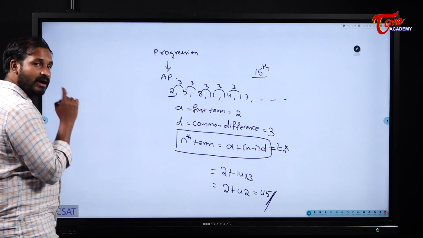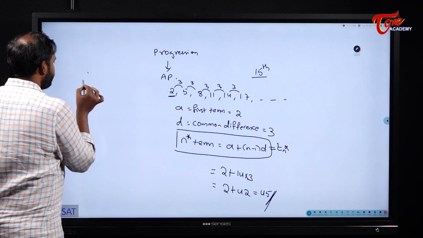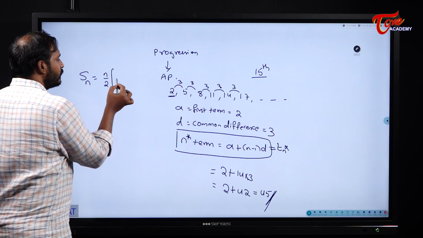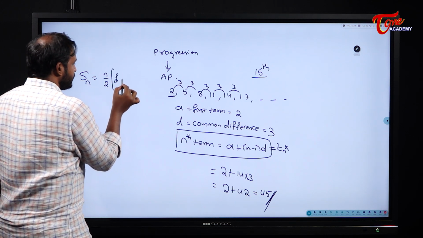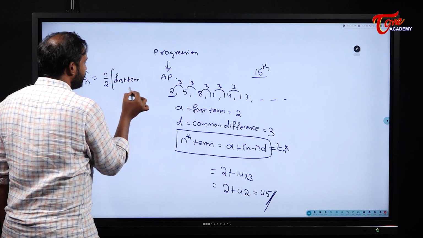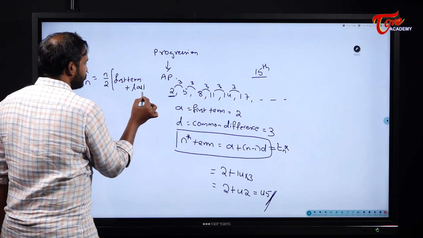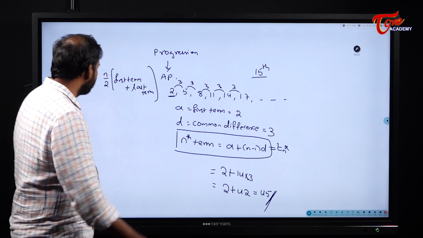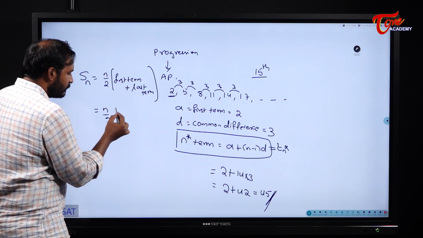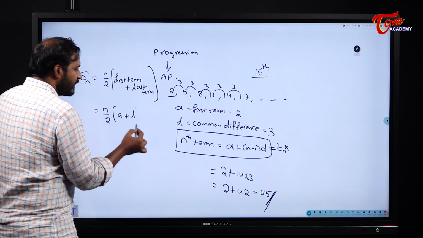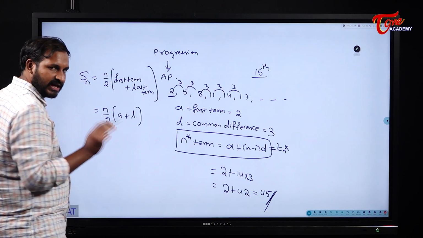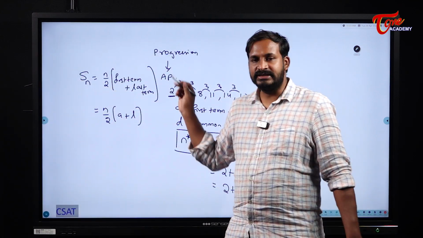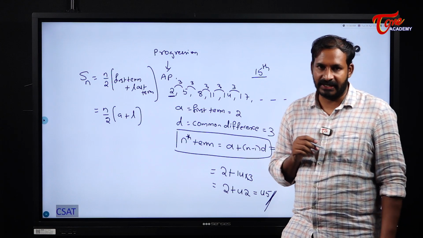Like this. And similarly, we will have sum to n terms. Sum to n terms is equal to n by 2 into (first term plus last term). Okay, understood? In other words, they will write this as n by 2 into (A plus L), where A is the first term, we already know, and L means last term. Understood, students? This is the case of sum to n terms in arithmetic progression.